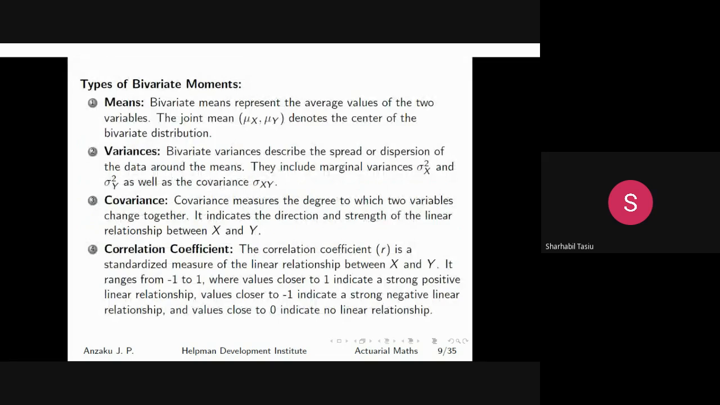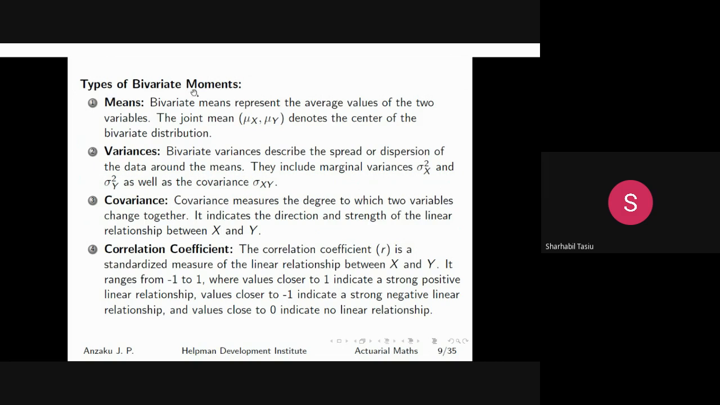Now, types of bivariate moments. We'll look at this here and understand what it means. Then we'll quickly go to the other material I was talking about to see how these things are computed mathematically, even though we're not going to dive in depth, we'll just see how they are represented and how they are done. Then we will come back and look at some examples and applications.